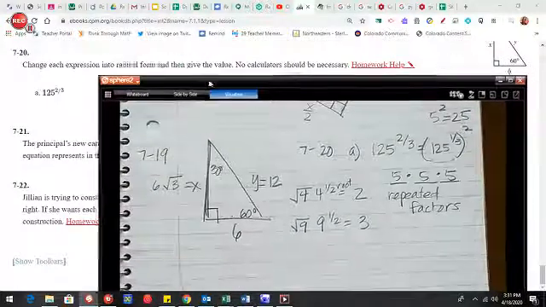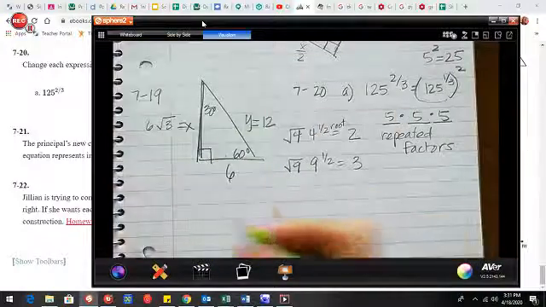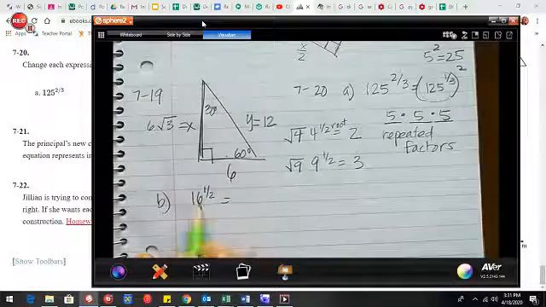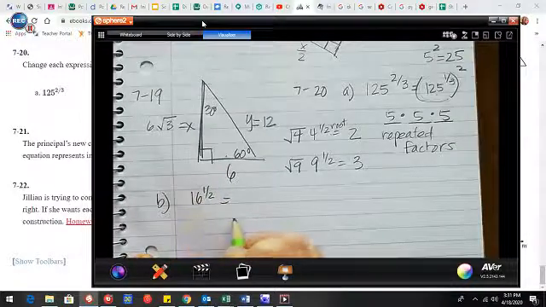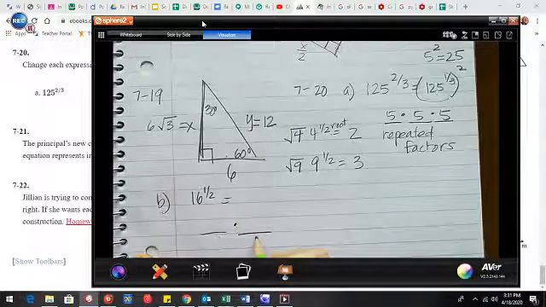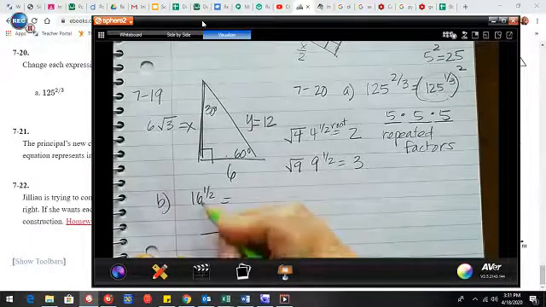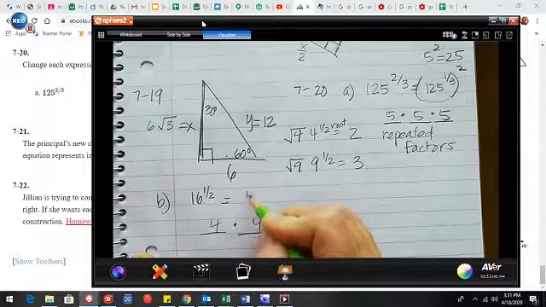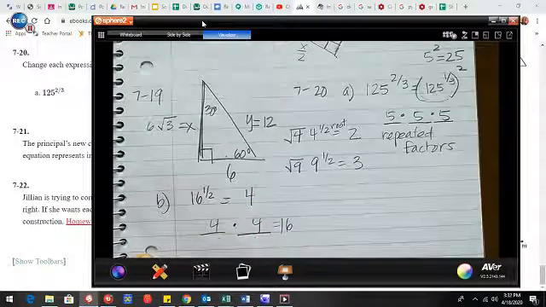Okay, B. 16 to the 1/2 is asking for what number times itself. I want 2 repeated factors, and when I multiply them I get 16. Well, that's going to be 4. That is just the square root of 16.